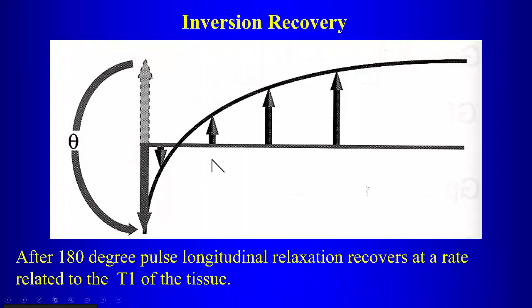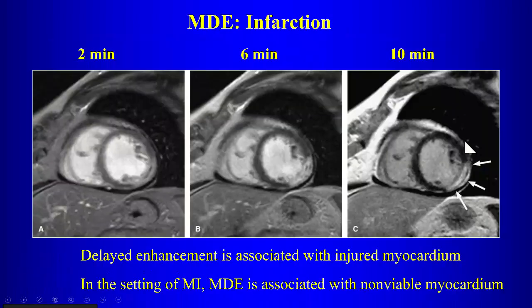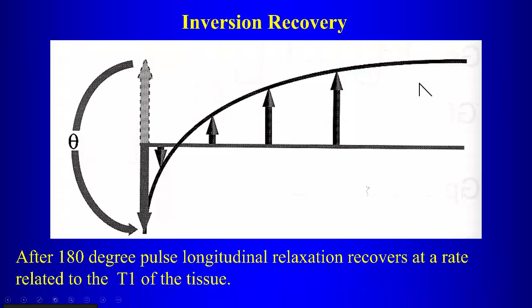So to do this sequence properly, what we want to do is we want to suppress the signal from the normal myocardium so that the normal myocardium is nice and dark, and that brings out that contrast between the normal myocardium and the abnormal myocardium. So to do that, to suppress the signal from the normal myocardium, we use an inversion recovery sequence.